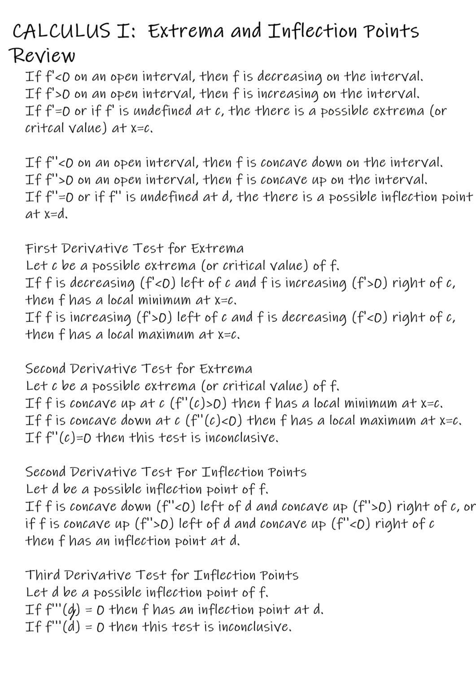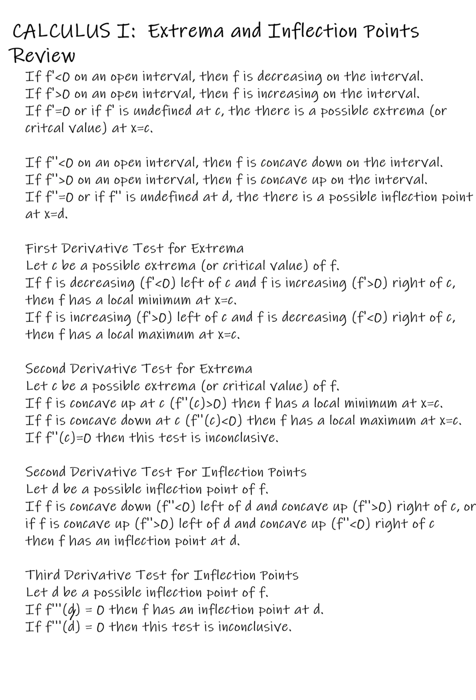Now the second derivative tells us about concavity. If the second derivative is negative, then our function is concave down. And if our second derivative is positive, then our function is concave up.